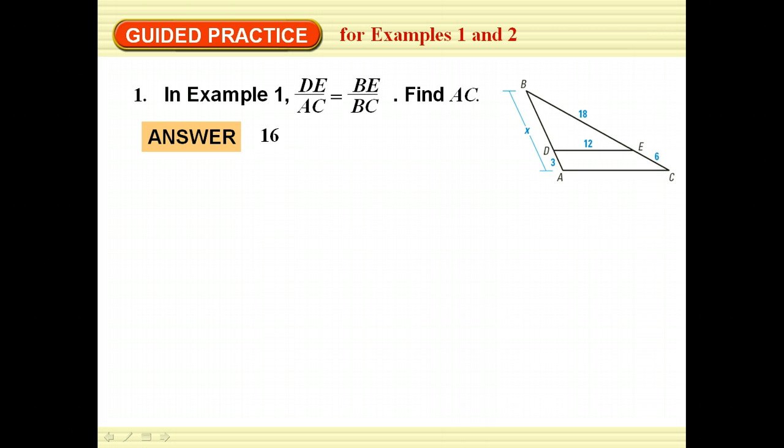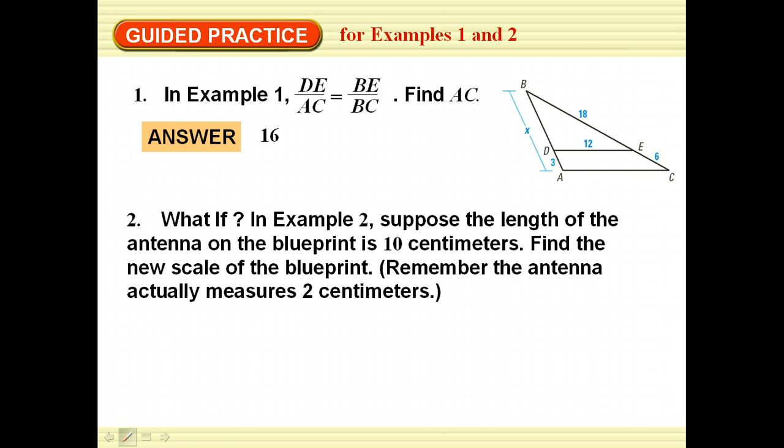What we get is DE is 12. AC is what we're looking for. BE is 18. And BC is this entire part, so that's 18 plus 6, which is 24. And when you work that out, you will get 16.